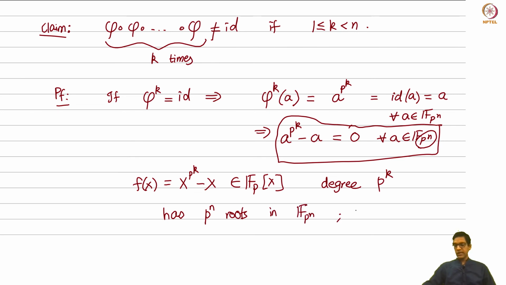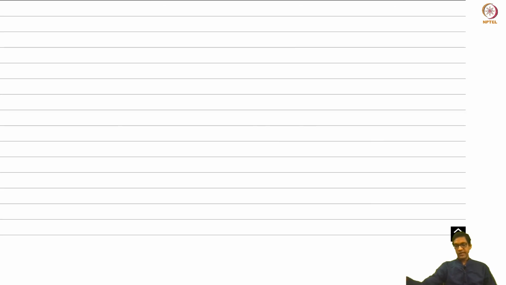This is clearly impossible if n is bigger than k, right? You can only have p to the k possible roots maximum. You can't get p to the n where n is bigger than k. So that's the contradiction. That tells you that phi to the k can't possibly be the identity if k is strictly smaller than n.